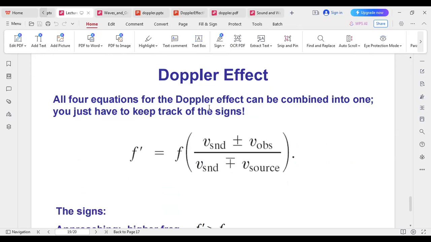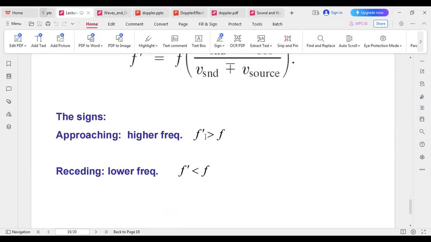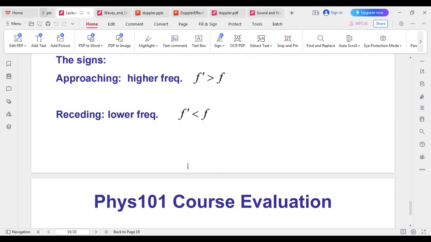All four equations of the Doppler effect can be combined into one. You just have to keep the sign in mind. Approaching means higher frequency, the apparent frequency greater than f, and receding means lower frequency, the apparent frequency less than the original frequency.